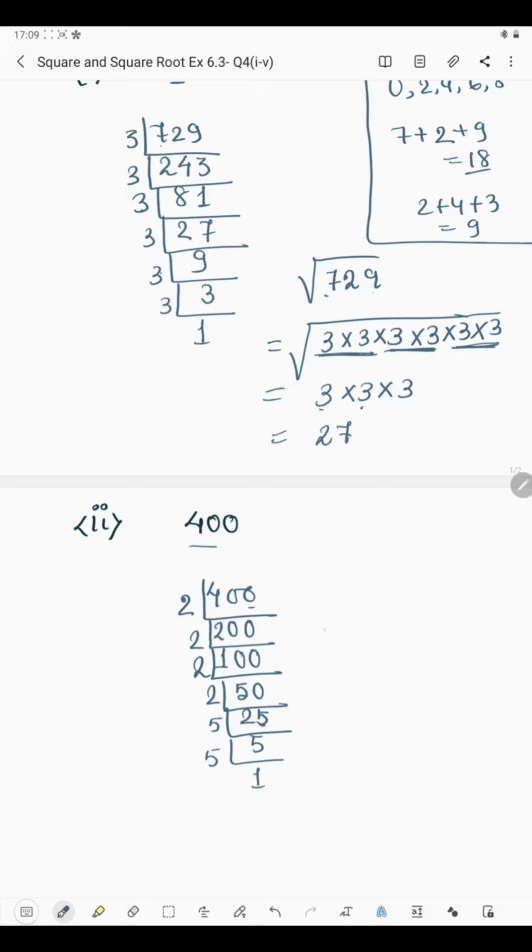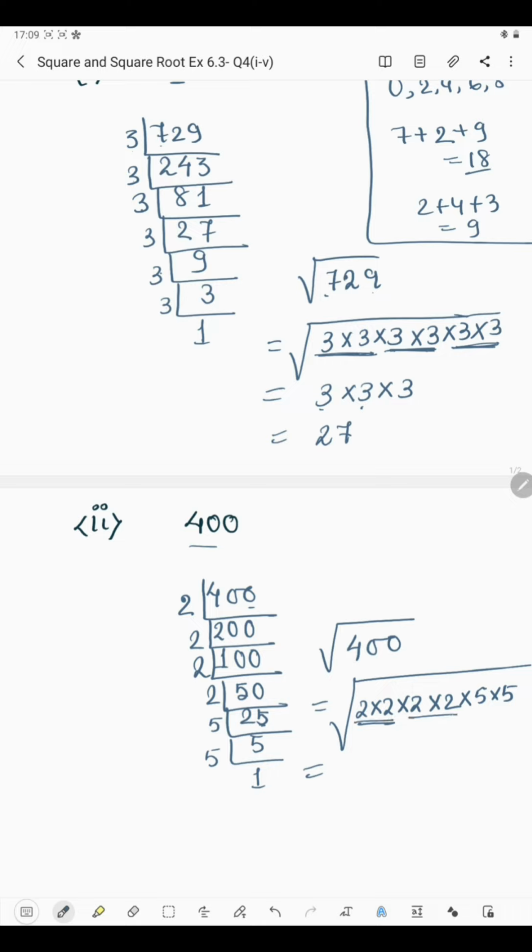Okay. So we will have to find the square root of 400. So the square root of 400, again we will have to write the square root. Now how many 2's have we got? 4 2's. So 2 into 2 into 2 into 2. And how many 5's? 2 5's we have got. So 5 multiplied by 5. Now you make a pair.